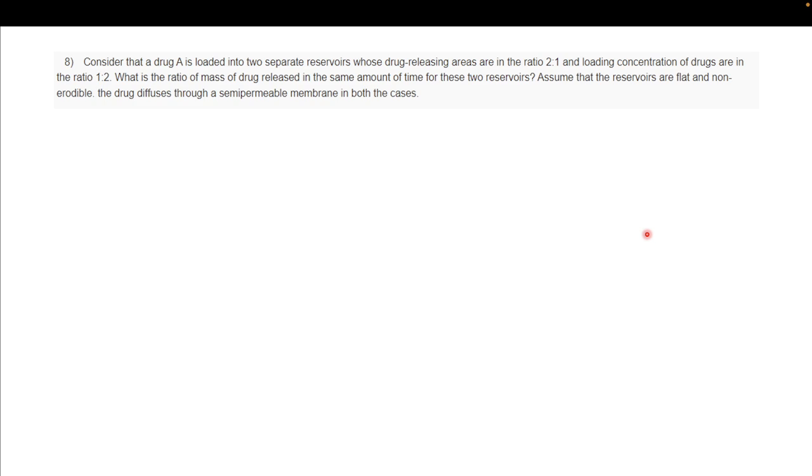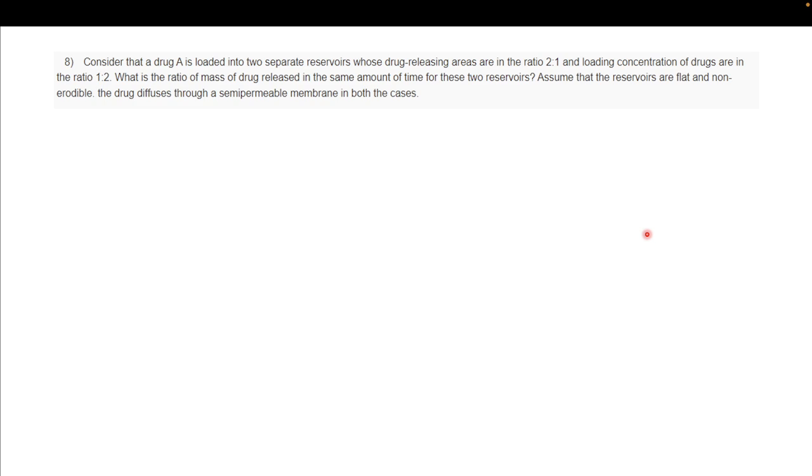So what is the question? We have two different reservoirs. They have different areas and different loading concentrations of the drug. The drug is still the same. We just have to calculate the ratio of the mass of the drug, how much drug is being released from these two reservoirs in the same amount of time. So whenever a question like this comes, you first have an initial glance at the question and you first note down a few things.